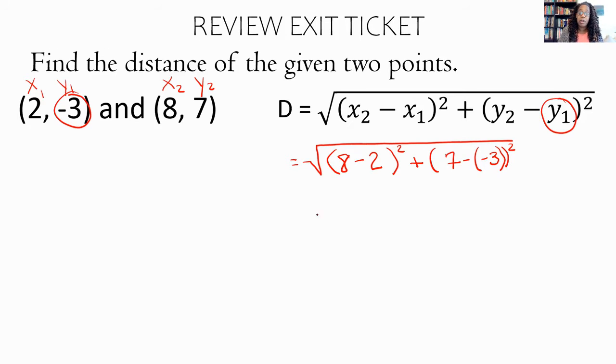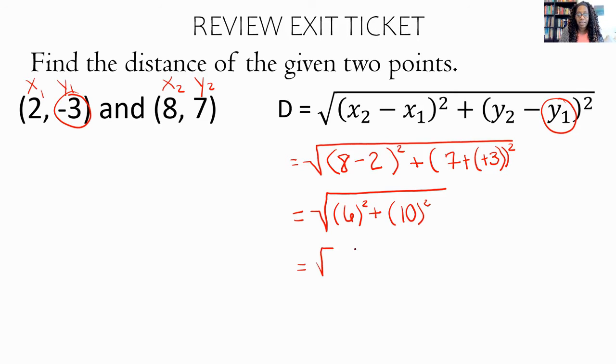As we recall, when you minus a negative, it's actually going to turn to a positive. If you think of it this way, a negative times a negative will give me a positive answer. So now we're going to start simplifying. We have 8 minus 2, so that gives me 6 squared, plus 7 plus 3, so that gives me 10, and that's going to be squared.